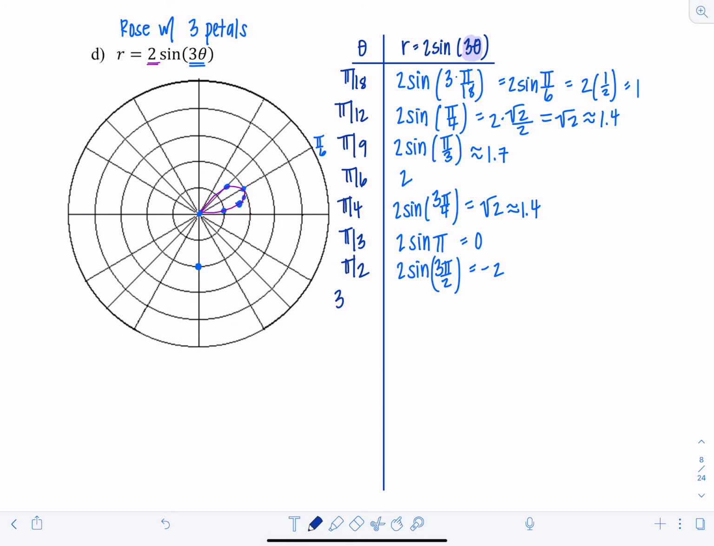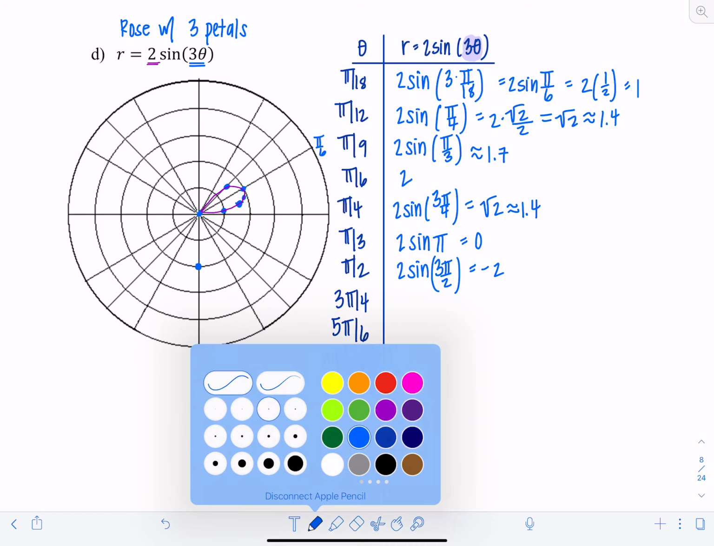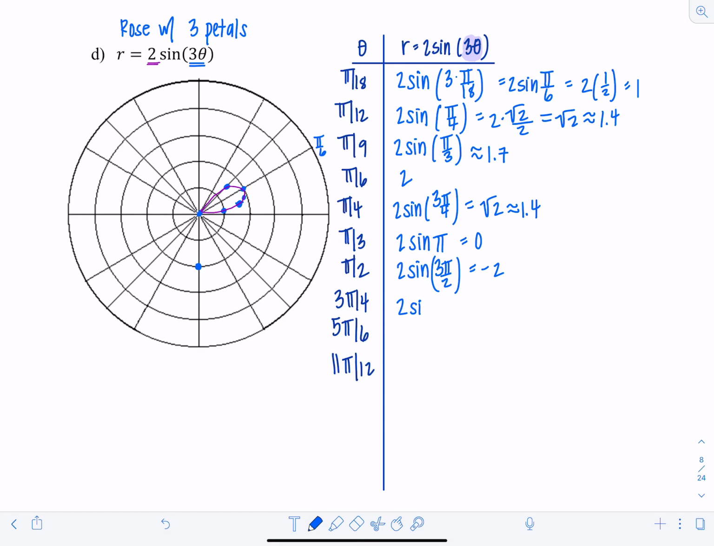So we need maybe 3 pi over 4. Maybe I'll throw in a 5 pi over 6, 11 pi over 12, and then let's see what happens. Okay, so 3 pi over 4, that's going to be 2 times sine of 9 pi over 4. So that's the same as sine of pi over 4, and then times 2 is just rad 2, so that's about 1.4. So 3 pi over 4, we have 1.4.